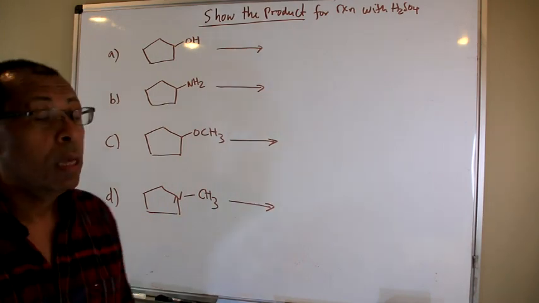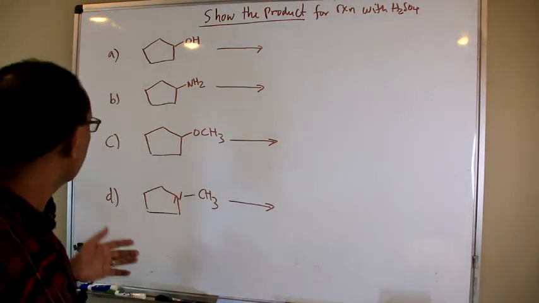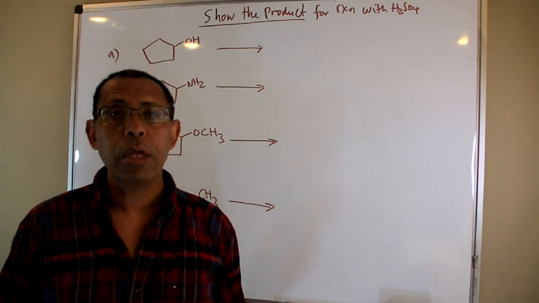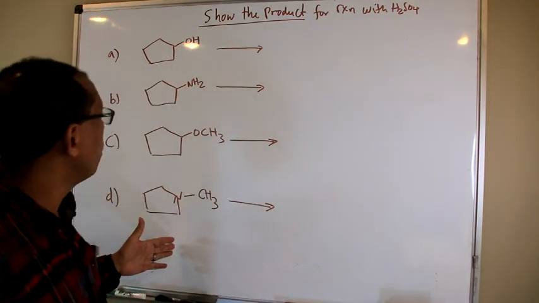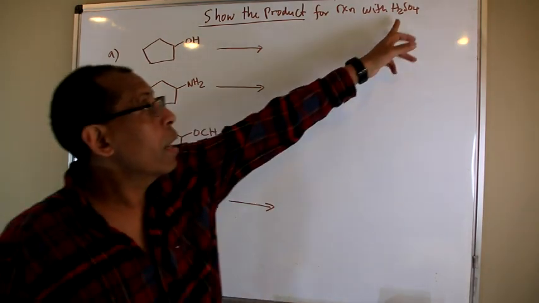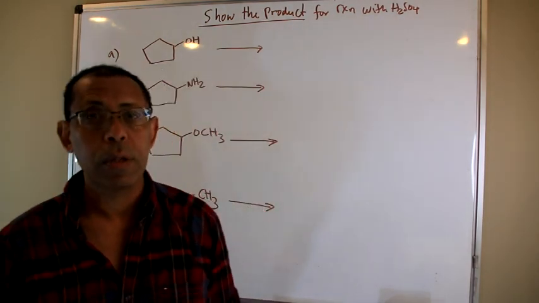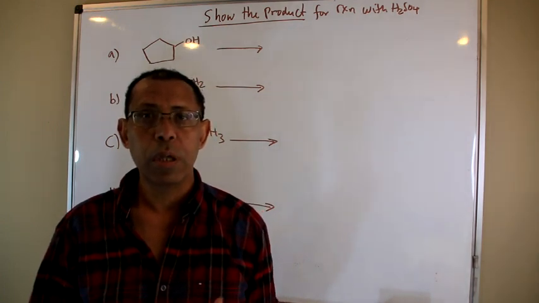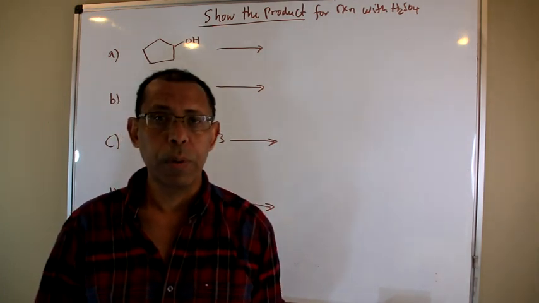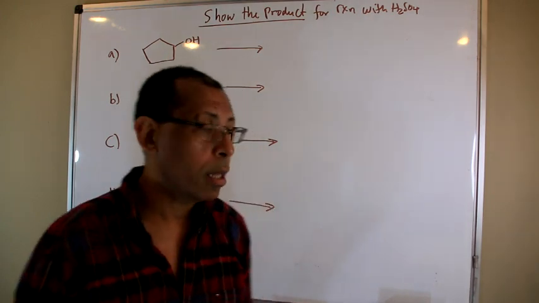The first problem set, these 4 problems, is asking you what the products of these bases are when they are reacted with a strong acid like sulfuric acid. Sulfuric acid is a very strong acid which can easily donate a proton because of its strength.